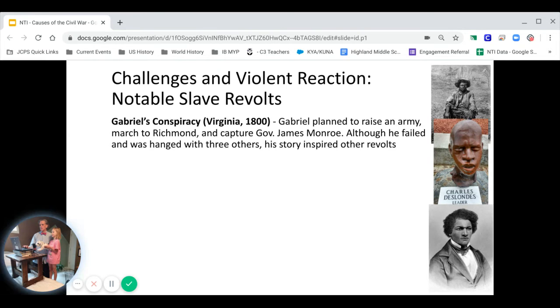And the violent reaction is, even though he had these plans, they completely failed, but he and 2 other people were hanged publicly.